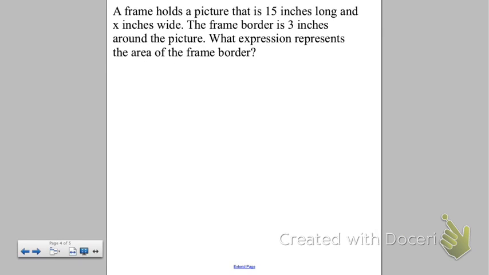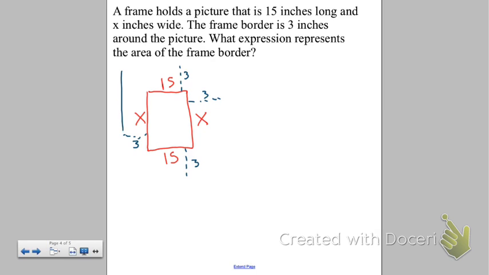So I'm going to start by drawing my picture. Here's my picture. It is 15 inches long, so that's 15, and x inches wide. If I put them the other way, it would be okay. This would also be a 15, and this would also be an x. Now, the frame border is 3 inches around the picture. So this would be 3 inches, this would be 3 inches, this would be 3 inches, and this would be 3 inches. So this new blue line represents my picture frame with the border.